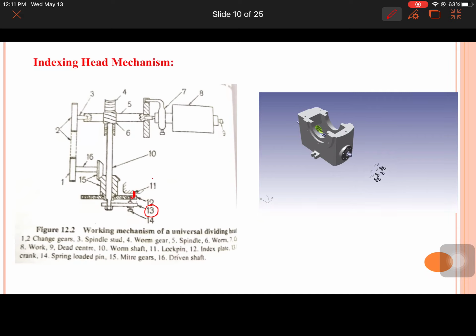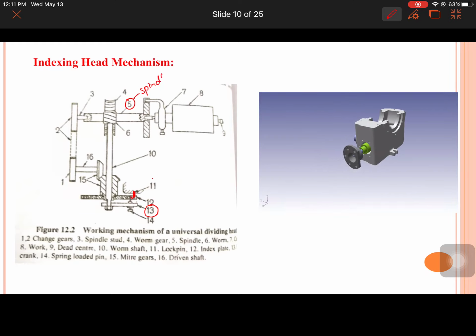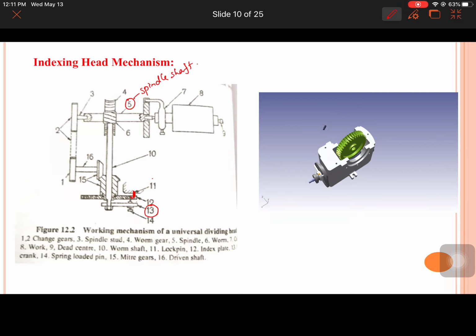So now the point you need to understand is how the spindle shaft gets the motion, either by the rotation of the crank, or if you rotate both this crank and index plate simultaneously, then this spindle shaft will achieve the motion by the combination of these two movements. Let us try to understand how that is possible.